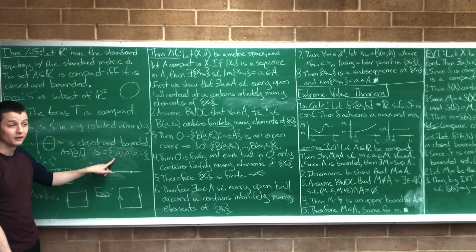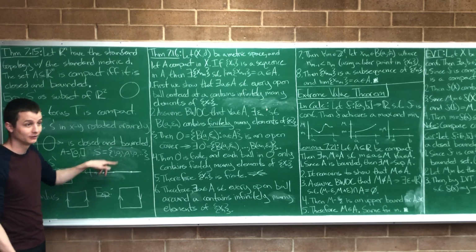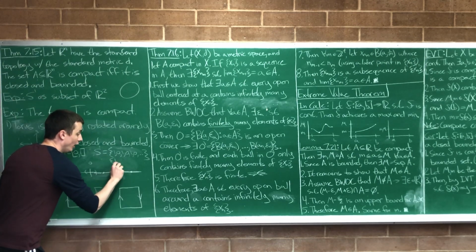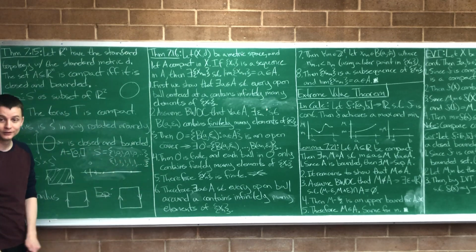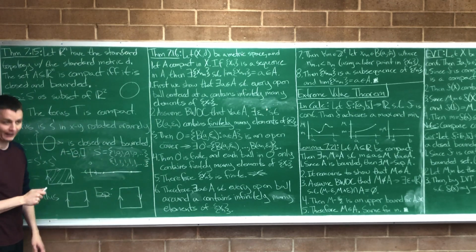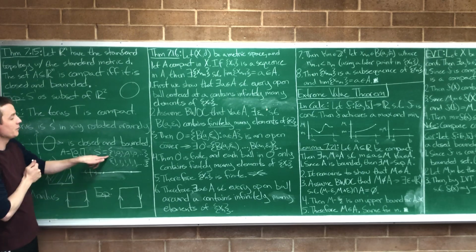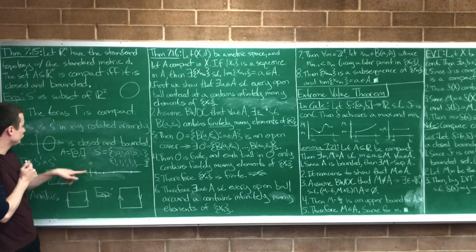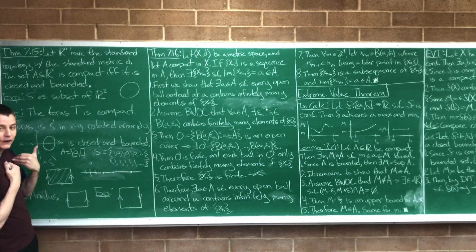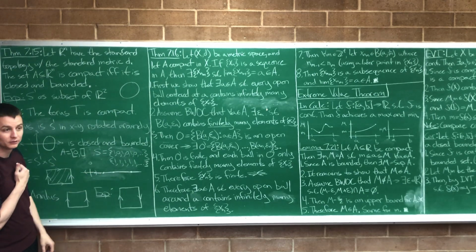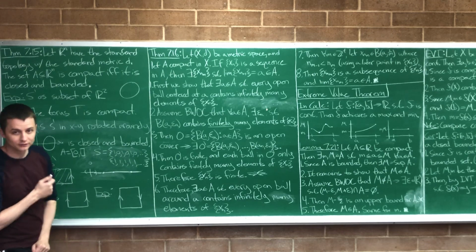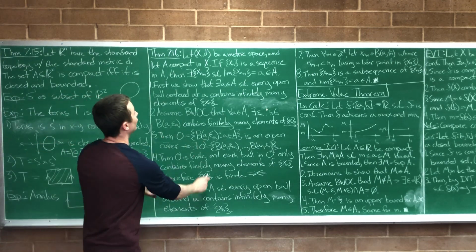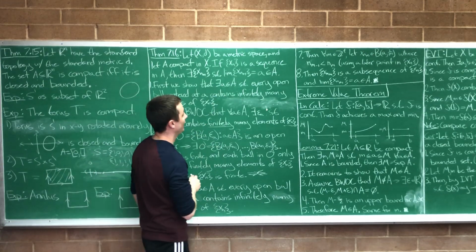But notice, what's a subsequence of this? 1, 1, 1, 1, 1. That's a subsequence. What does that converge to? 1. Is 1 in there? Yeah. That's what we're saying. It doesn't matter how you pick the sequence. As long as you keep it in there, then I can find a subsequence of that sequence that converges to a point in there. Does that make sense?